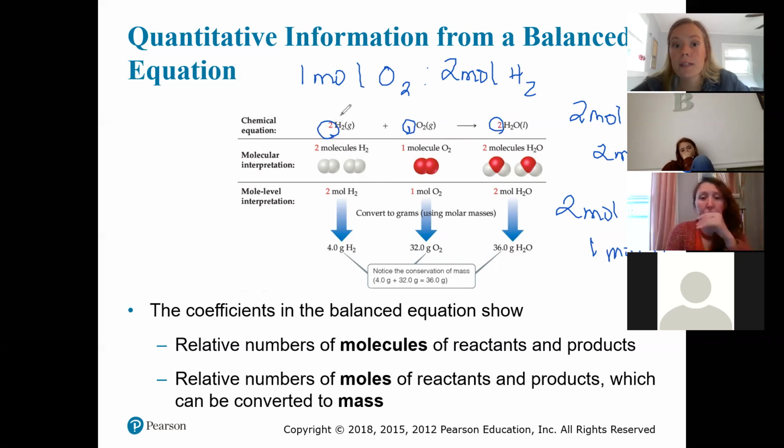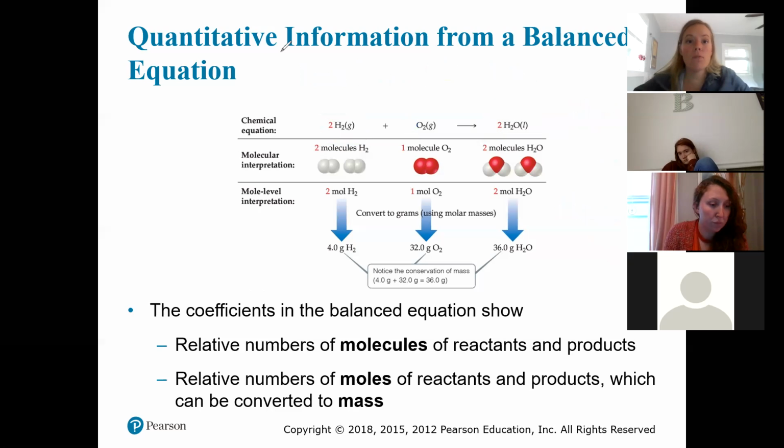What's really cool about this is that if I give you a certain amount of hydrogen gas, you could tell me how much water you can produce. Or if I say I need 20 grams of water, you could tell me exactly how much oxygen you would need in order to produce that. So the flow chart for this is on the next page.